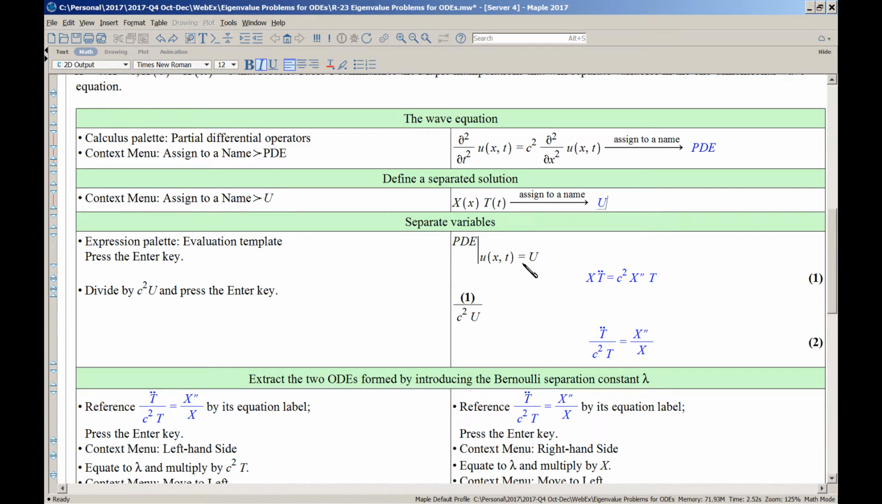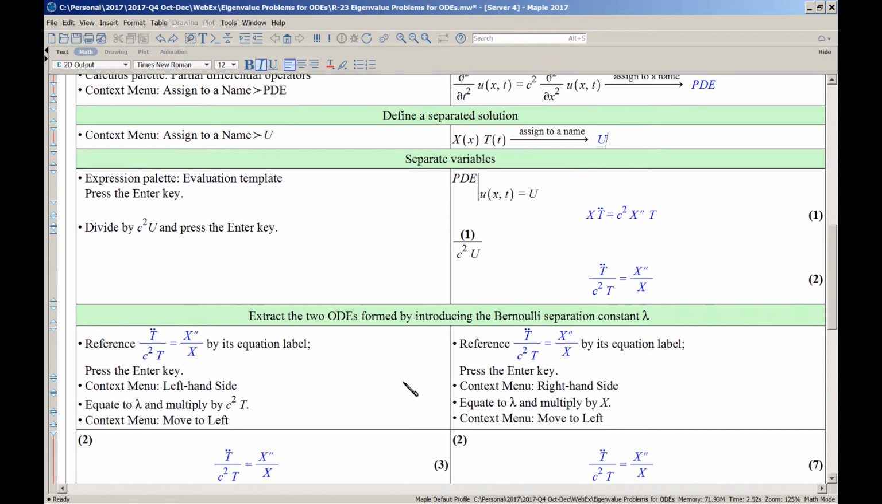Evaluate the partial differential equation with that separated solution, and you get X T double dot = c^2 X double prime T. The typical thing to do here is to divide by u and also divide by c squared to put the c squared over with T. You're going to get this result, T double dot over c^2 T = X double prime over X. This is a function of t, this is a function of x. In order for these to be equal, they both need to be equal to the same constant.